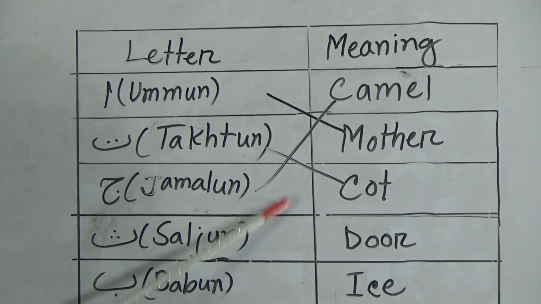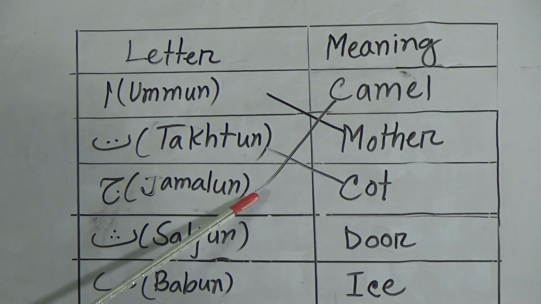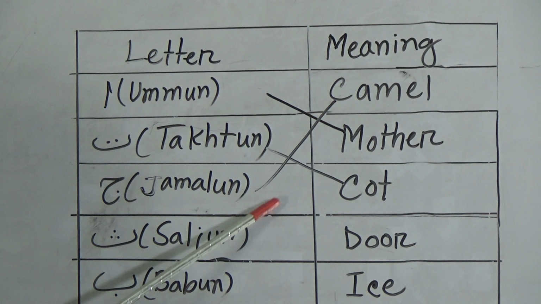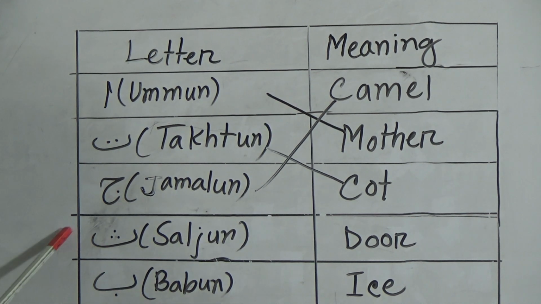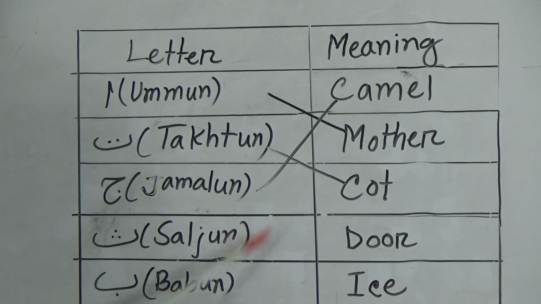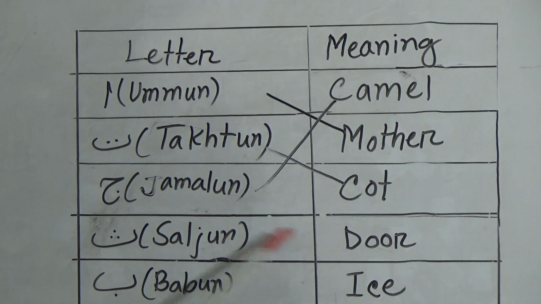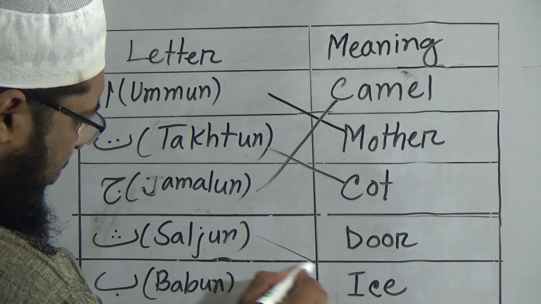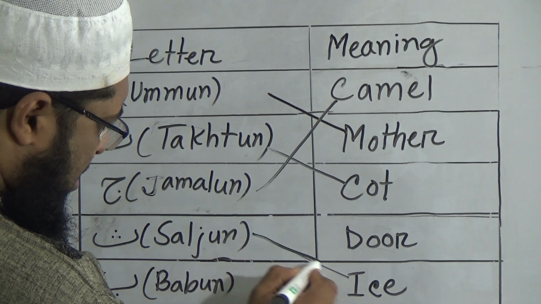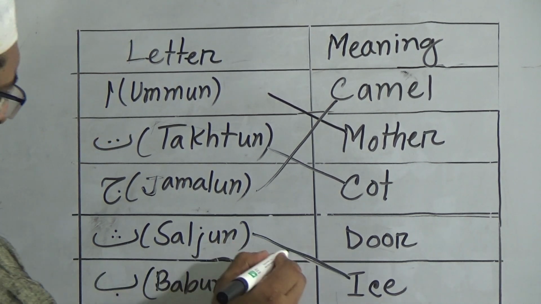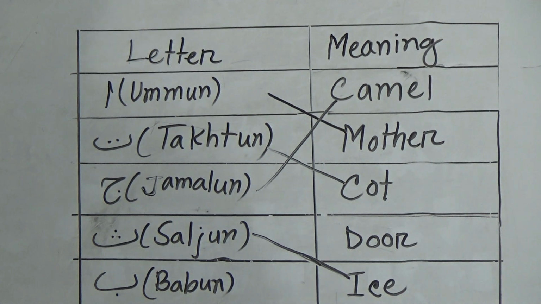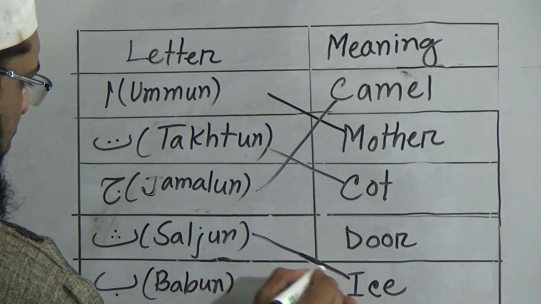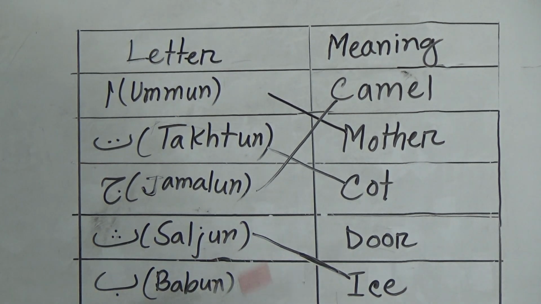In your exam paper, you have to draw a line like that. Okay, my dear students, tha for saljun. You know that saljun means eyes. Saljun means eyes, so we have to draw a line like that.